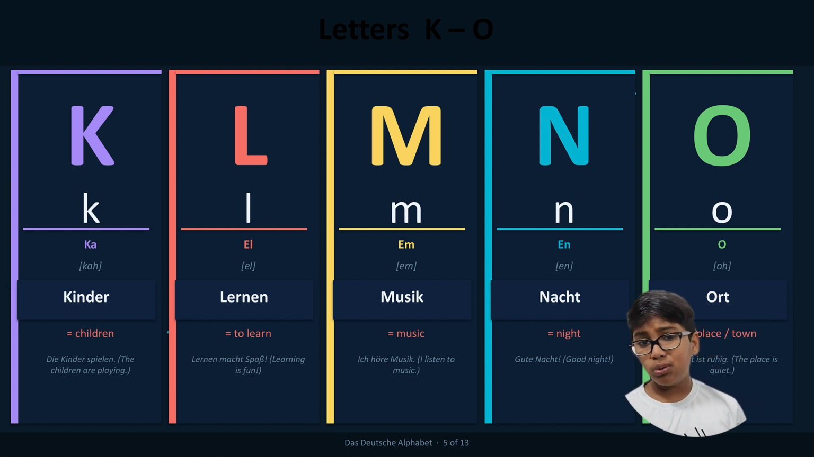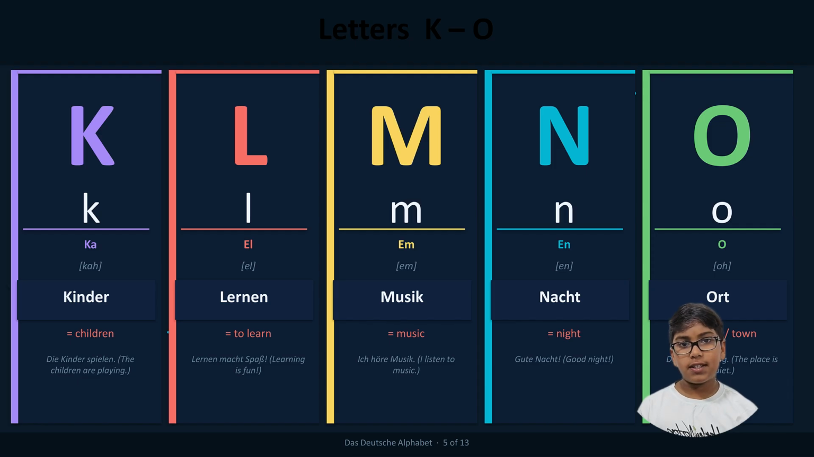That could be you. L. Pronounced as L, just like the English letter L. The example word is lernen. Say it. Lernen. Lernen means to learn. Lernen macht Spaß. Learning is fun. And it is fun.